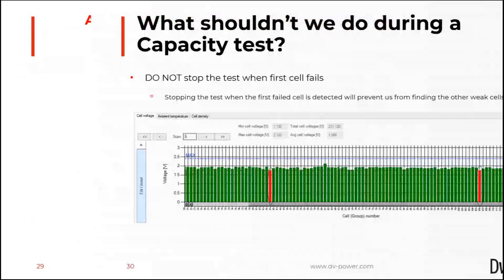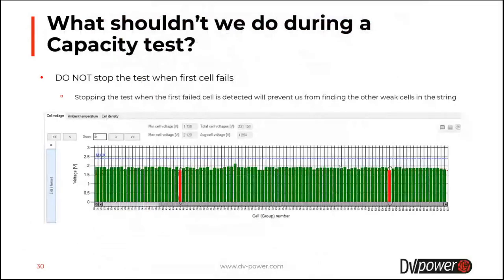To underline the things we already said, you must not stop the test when the first battery cell fails, because maybe there are more of them that will also reach the end voltage by the end of the test. While performing the capacity test, you pause the test and remove the bad cell after you acknowledge that you have one. But you must not stop the test.